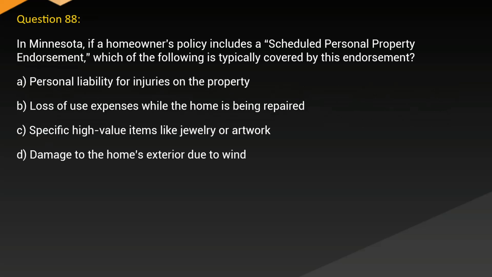Question 88. In Minnesota, if a homeowner's policy includes a scheduled personal property endorsement, which of the following is typically covered by this endorsement? A. Personal liability for injuries on the property. B. Loss of use expenses while the home is being repaired. C. Specific high-value items like jewelry or artwork. D. Damage to the home's exterior due to wind.